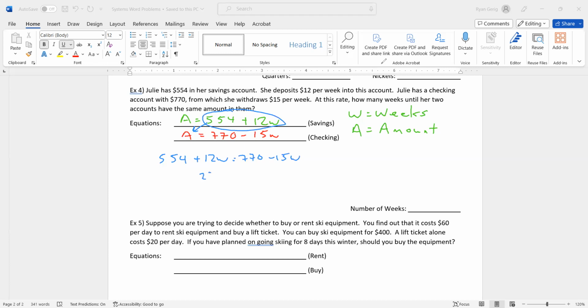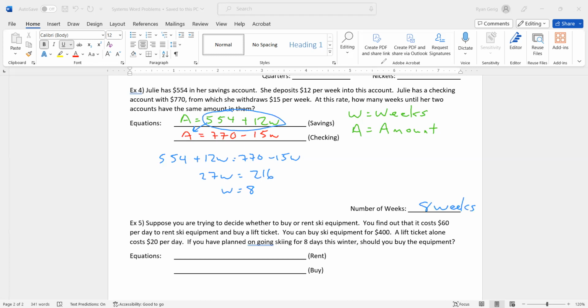Add 15W. 770 minus 554 is 216. Divide by 27. I get 8. So W equals 8. 8 weeks. Now we answered the question.